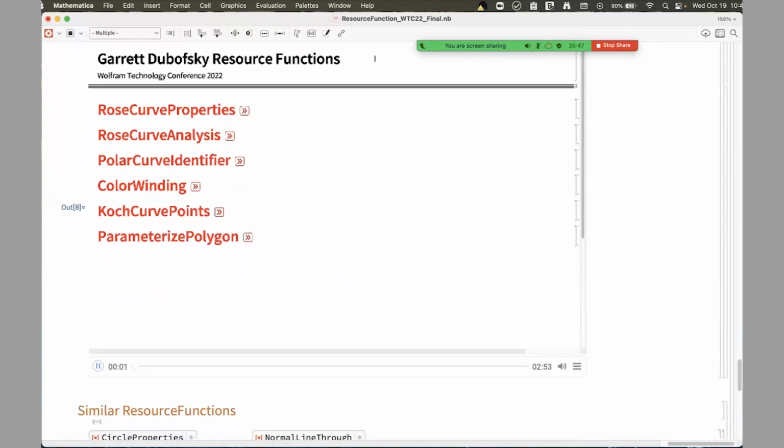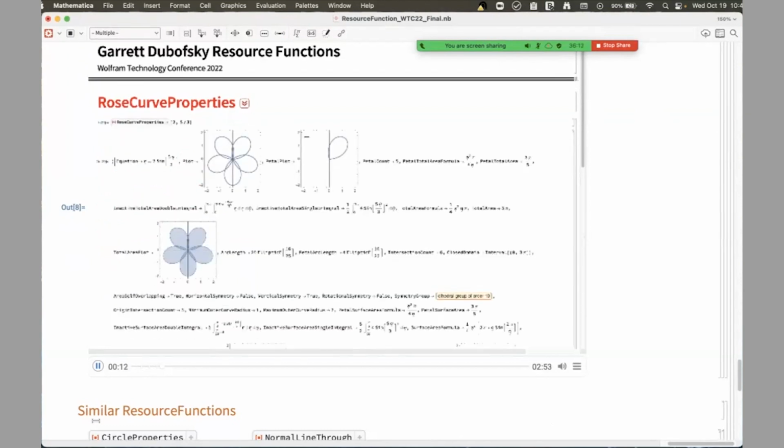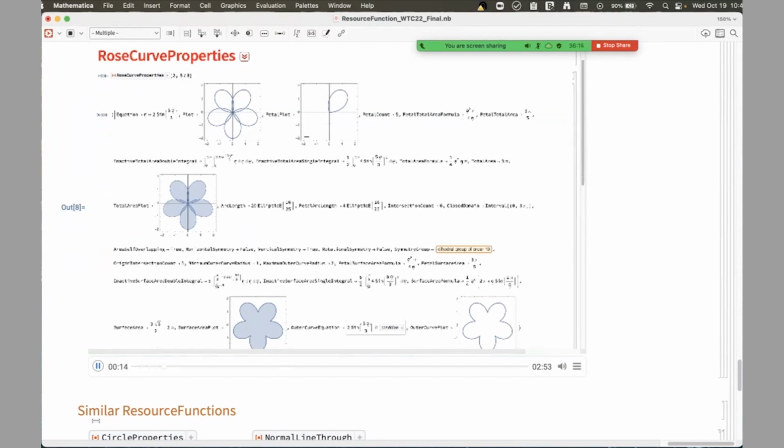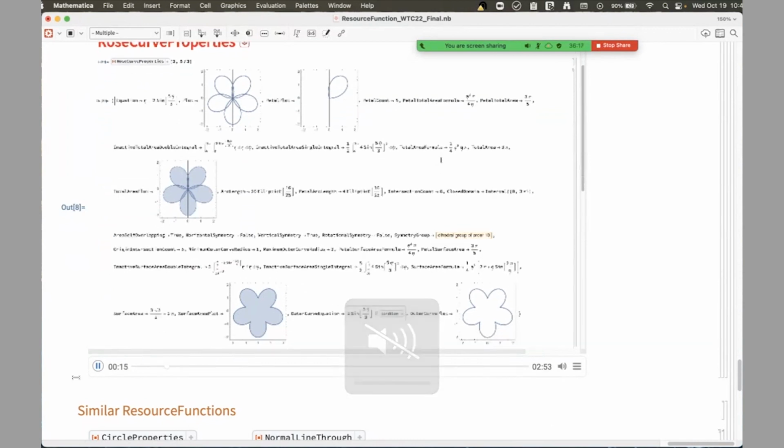Hello everyone. As an intern here at Wolfram, I created several different types of resource functions. They had a lot of variety, but they mostly focus on visualizations. So my first one, rose curve properties. I took the rose curve polar curve, which looks like this here, the shape of a rose. And rose curve properties takes in the inputs for the type of curve and outputs everything you'd want to know about it, every single detail possible. Many of these were created from scratch, and many of them are just visual. So I took these visualizations and allowed you to select subplots.